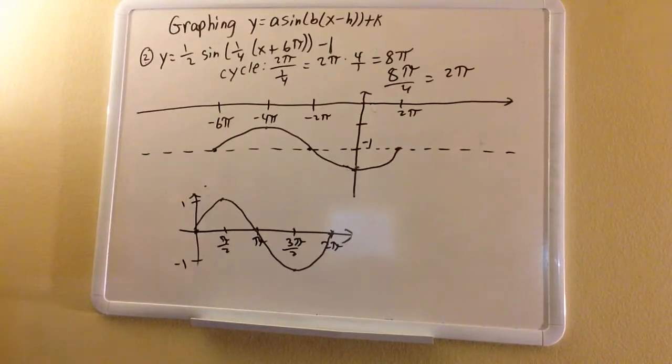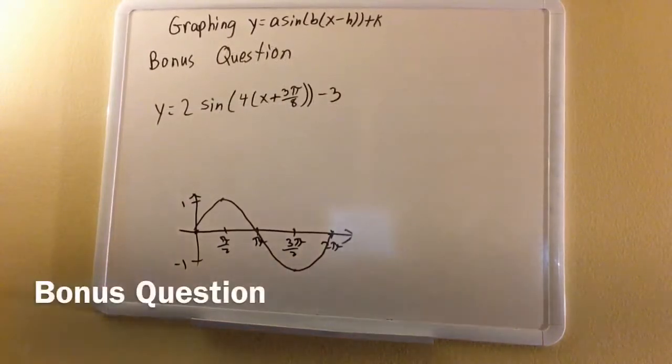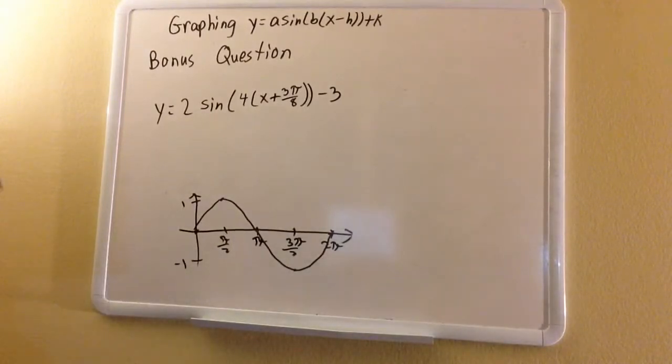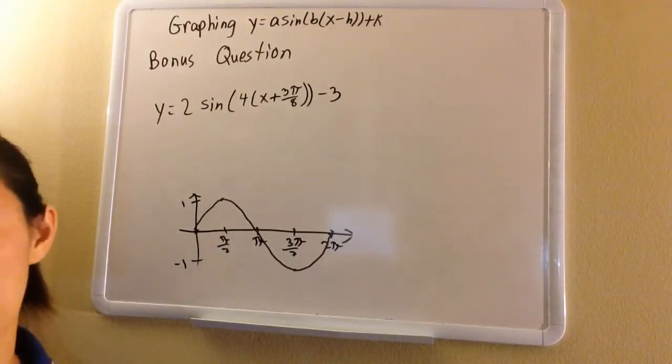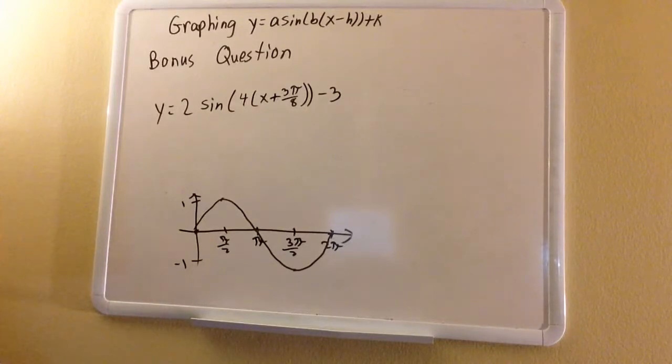I'm going to go ahead and give you your bonus question now. So here is your bonus question. We have y equals 2 sine of 4 times x plus 3 pi over 8, minus 3. So make sure that before you even graph anything, you're figuring out what's the maximum, what's the minimum, both on the x-axis and on the y-axis. That way you don't have to continually erase and redraw. All right, good luck.